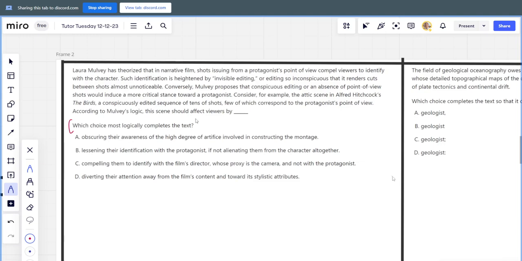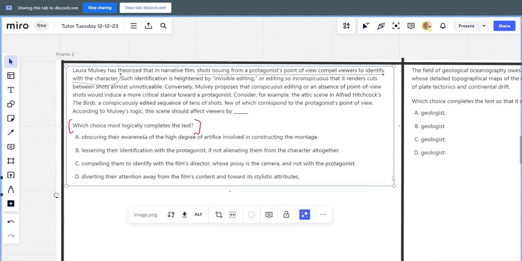It's asking what choice most logically completes the text. Okay, so we're going to have to figure out what the text is talking about. It says Laura Mulvey has theorized that in narrative film, shots issuing from a protagonist's point of view compel viewers to identify with the character. That looks like a claim to me, honestly. Shots issuing from a protagonist's point of view compel viewers to identify with the character. That's a central claim that we're making.